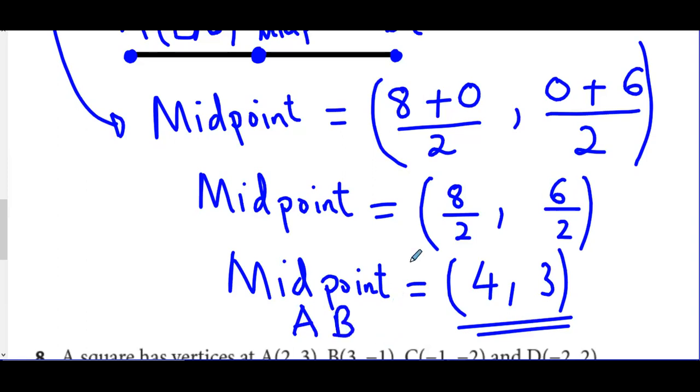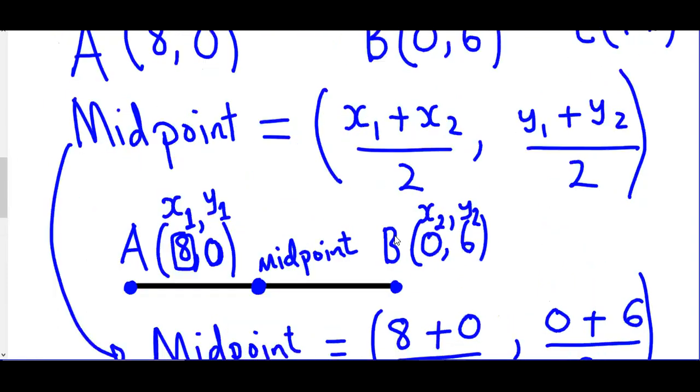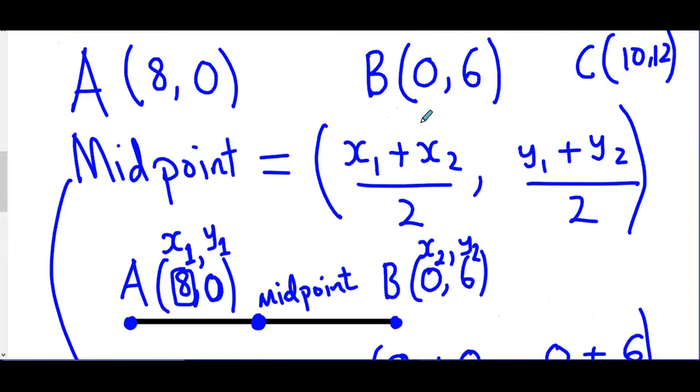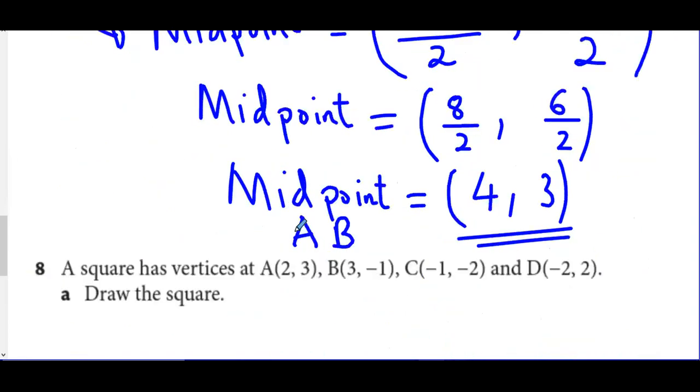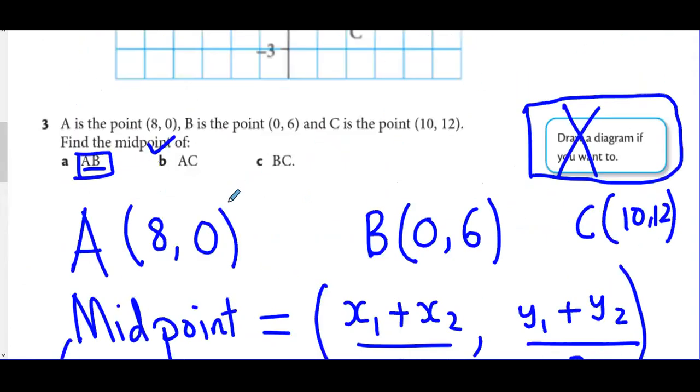You can pause the video and take notes on how to find the midpoint. You can pause this video and then take the calculations of this. Or if you have already done this question, please go ahead and check if the midpoint of line AB you got is 4,3. Otherwise, make corrections. Okay? All right. Let me move to part B.